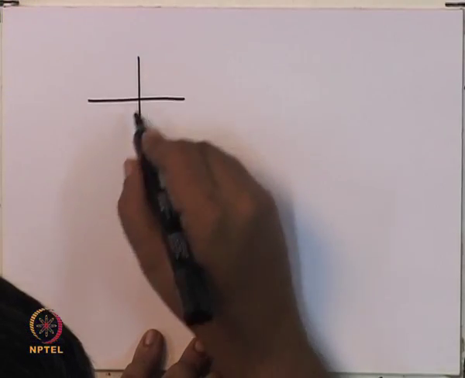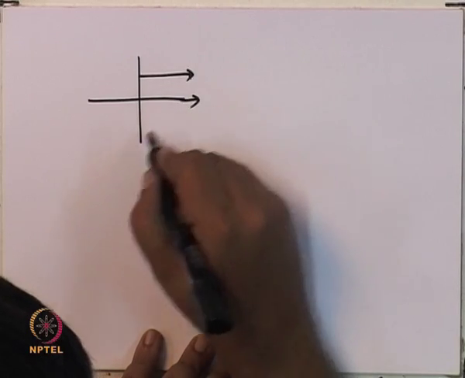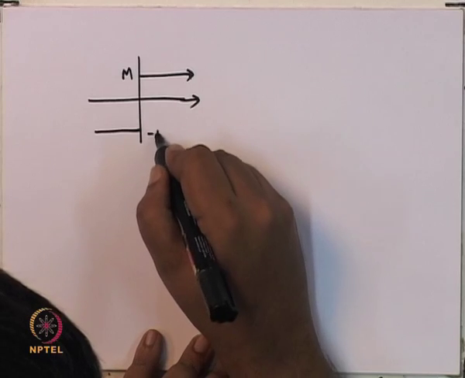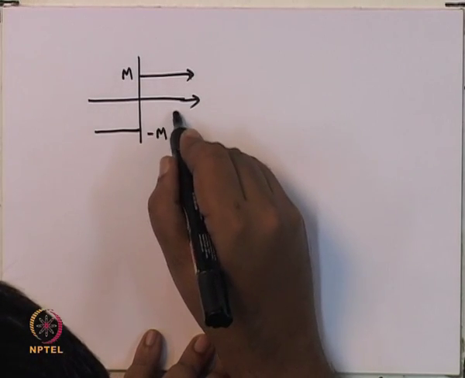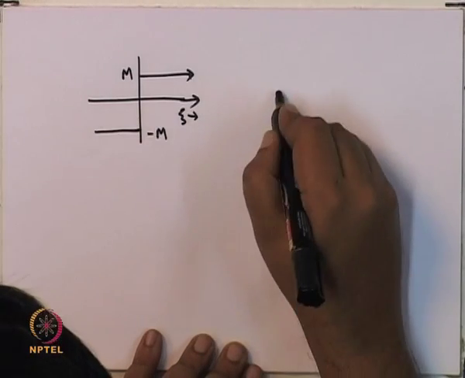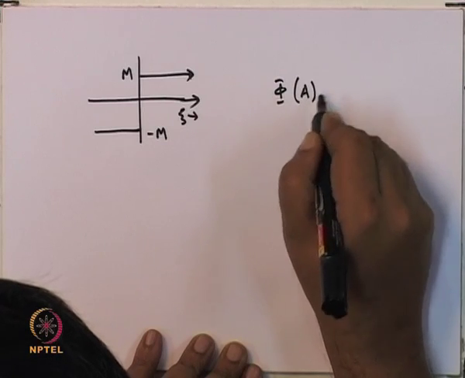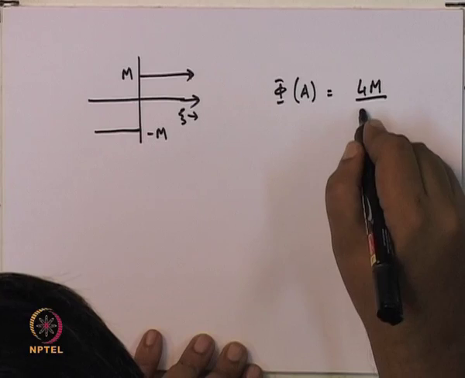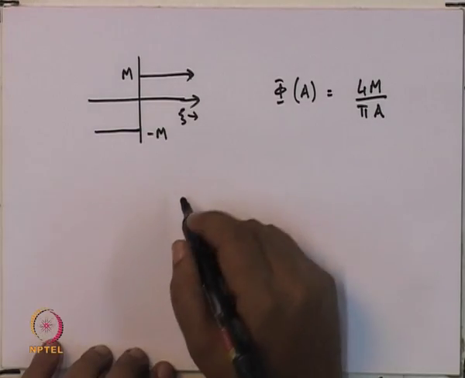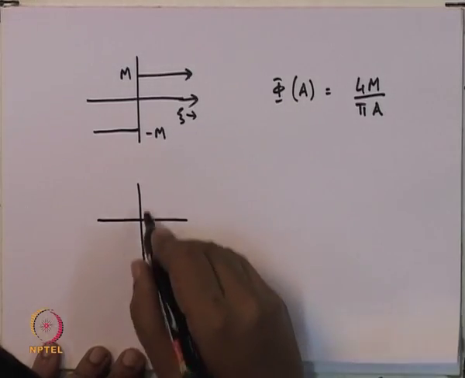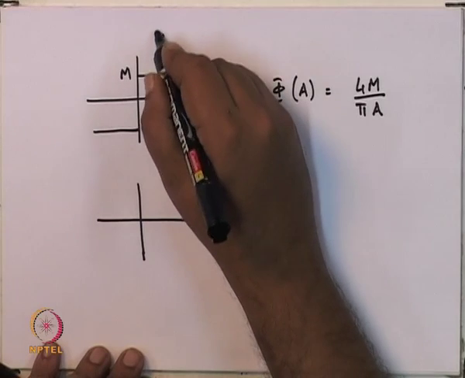Let me just recall what we did in the last lecture. Suppose you had a nonlinearity which was a sign function, so it gave a gain of plus m and minus m depending on whether the input was positive or negative. And we found that the describing function for this was 4m by pi a. We also considered another kind of nonlinearity, which was a relay. This one could be thought of as an ideal relay.